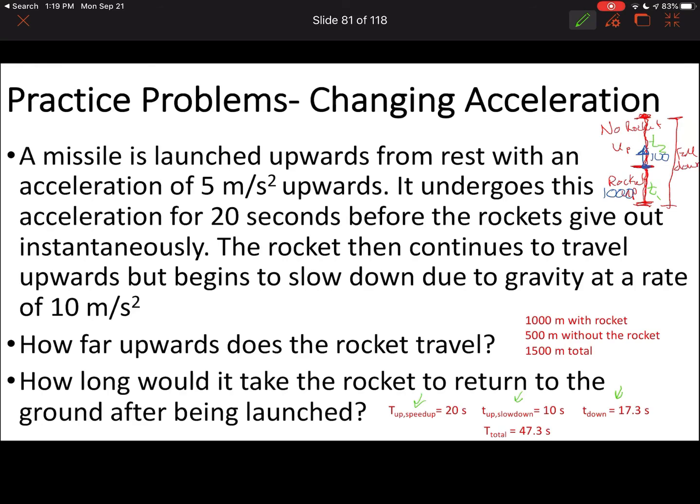All right, so with the changing acceleration, the main key takeaway here is it's important to analyze each part of motion separately, or else it's easy to get confused. Make sure we're labeling things clearly, and a drawing is always helpful.